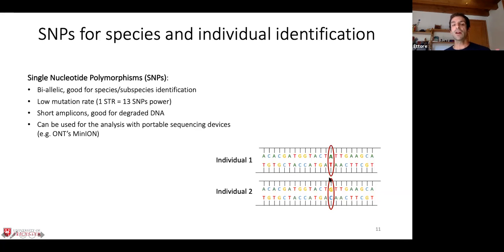These kinds of mutations don't happen as fast as STRs, so you need more SNPs to have the same discrimination power as a single STR. But the good thing is that because they don't mutate so fast, they're very good for species identification. So by increasing the number of markers, the number of SNPs we look at every single time, we can get information both on the individual and on the species they belong to.